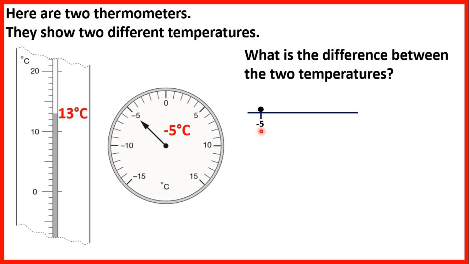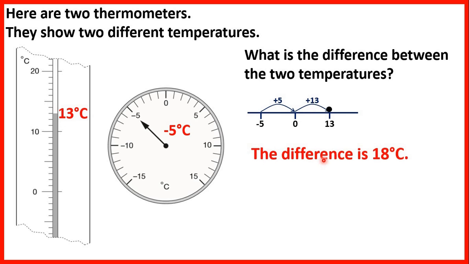If we start at -5, adding 5 will take us to 0, and then from 0 to get to 13, we just need to add 13. So to get from -5 to 13, we added 5, then added 13. So that's adding 18 altogether, which means the difference is 18 degrees. If you're finding the difference between a positive and a negative number, what you can do is just ignore any negative signs and add up the numbers that you have. So 13 plus 5 is 18, so the difference is 18 degrees.